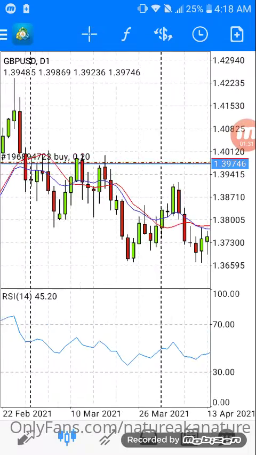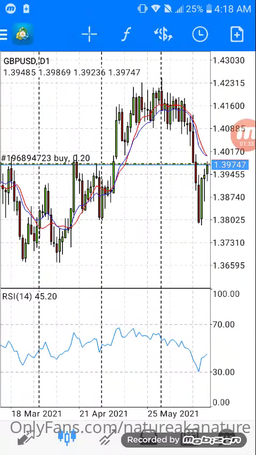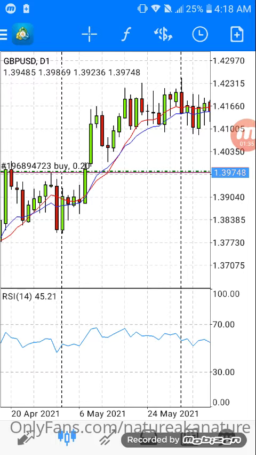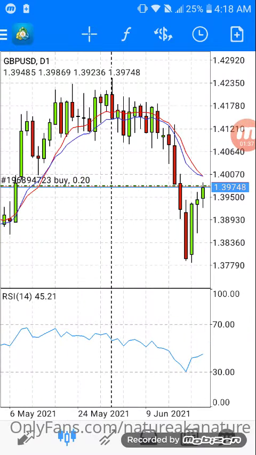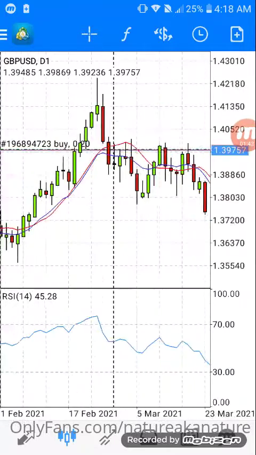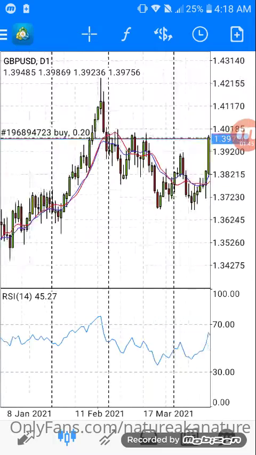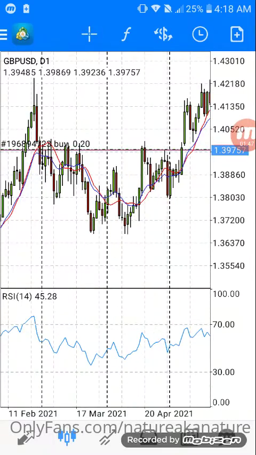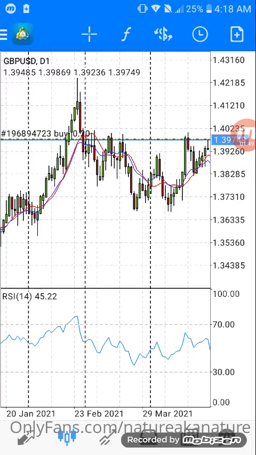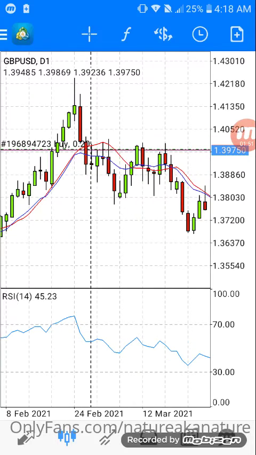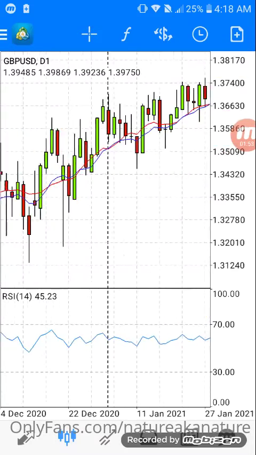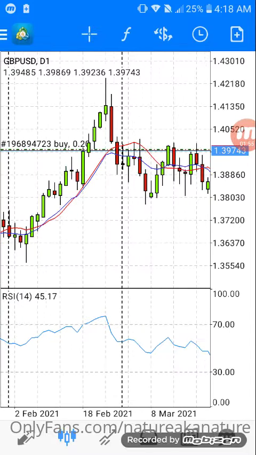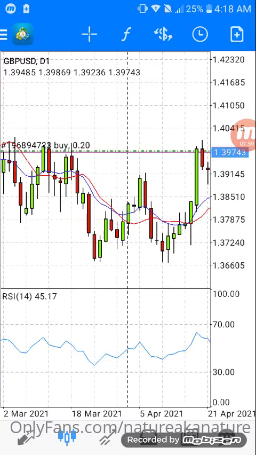I got everything already set up on here as far as my moving average is concerned. Y'all know the moving average crossover is once the red and the blue line cross over, it's a new trend direction. Like right here on the daily, you can see it was in an uptrend. Then you see the moving average crossover right here. Once the red and blue crossed over, it was in a downtrend.